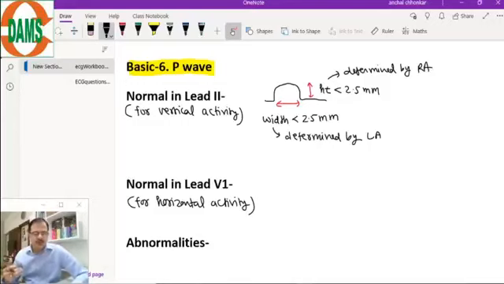Now moving on to the components of the ECG. The first component of the ECG is the P wave, and this yesterday we tried to cover, but because of some streaming problem we were not able to complete this P wave. So starting with the basic number 6, and basic number 6 is the P wave.